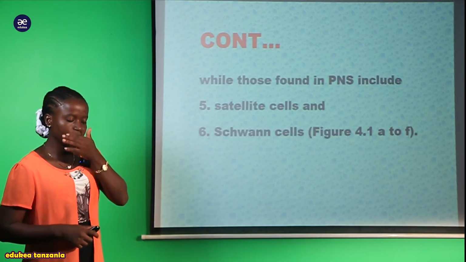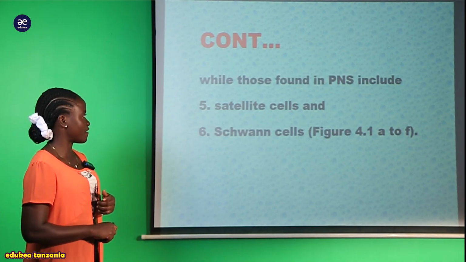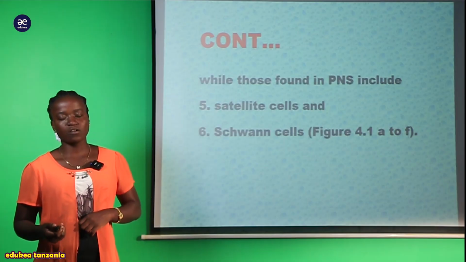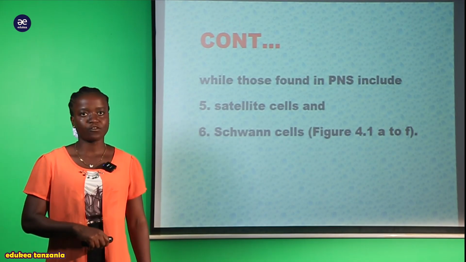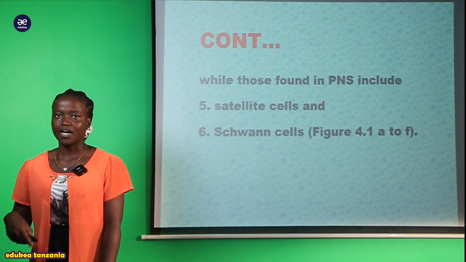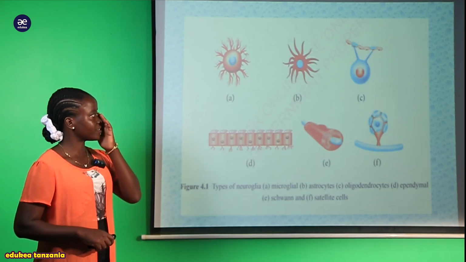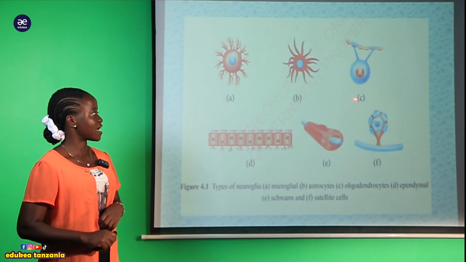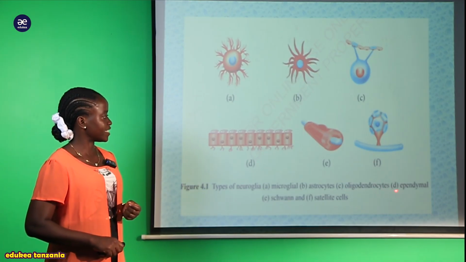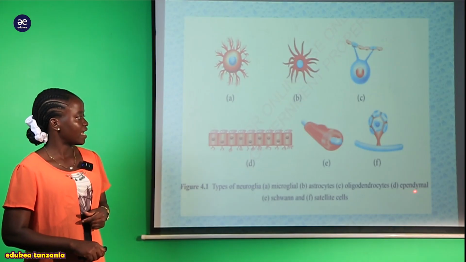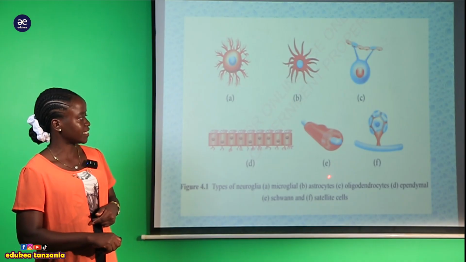So here, as usual, as I have said, we have 2 types, that is satellite cells, and also the Schwann cells. So all of this we can see on the figure 4.1 at A to F. All of those, they are types of the neuroglia. So now you can see this one is astrocyte, B is the microglia, C is oligocytes, and here we have D, this one. D is the epidermal cells. We have E, that is Schwann cell, upper E.